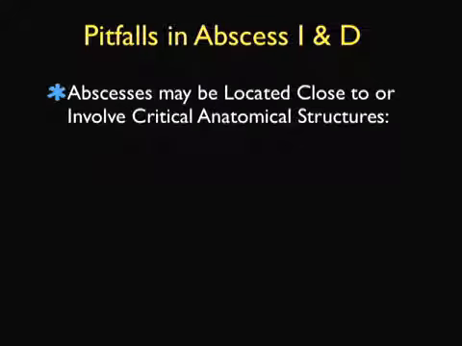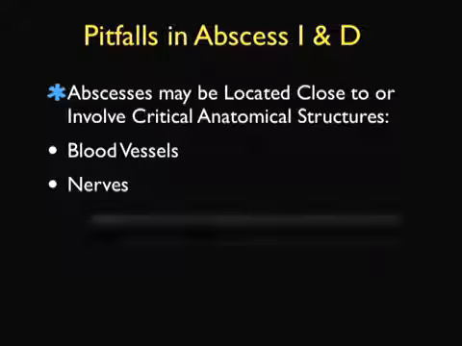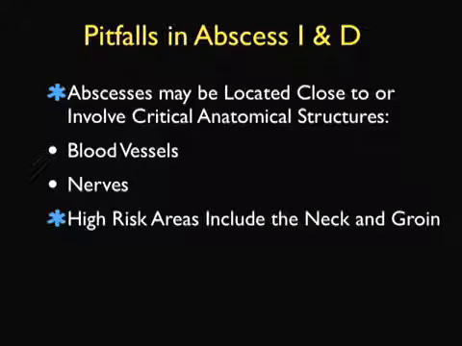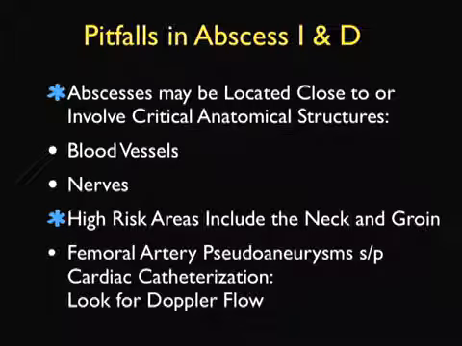So let's review a few potential pitfalls in abscess incision and drainage that can be avoided by the use of bedside sonography prior to any therapeutic procedure. Abscesses may be located very close to or involve critical anatomical structures such as blood vessels and nerves, and it's important to map out the abscess cavity and its relation to any critical structures prior to an incision and drainage attempt. High-risk areas for I&D in the emergency department include the neck and the groin, and one should have a very high threshold for performing any incision and drainage into these critical anatomical areas in the emergency department, and really use ultrasound liberally prior to any I&D procedure.